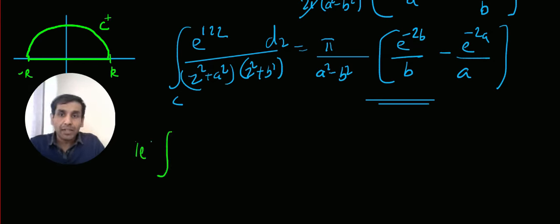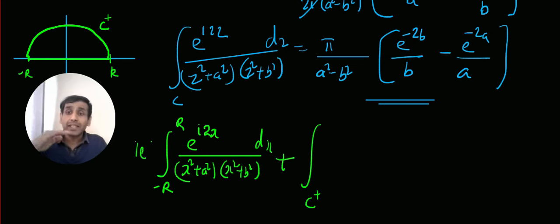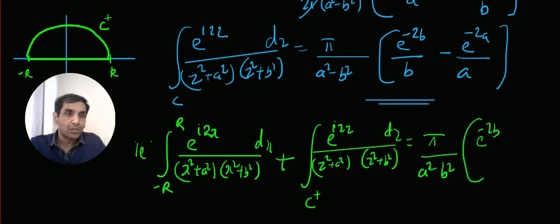So this integral can be written as the integral from minus R to R of e power i2x divided by (x square plus a square)(x square plus b square) dx. Why did I write x? Because it's on the real axis. Plus the integral over C plus. What do you mean by C plus? The portion of the contour above the x-axis. And that will be e power i2z divided by (z square plus a square)(z square plus b square) dz, which is equal to pi by (a square minus b square) times (e to the power minus 2b by b minus e to the power minus 2a by a).